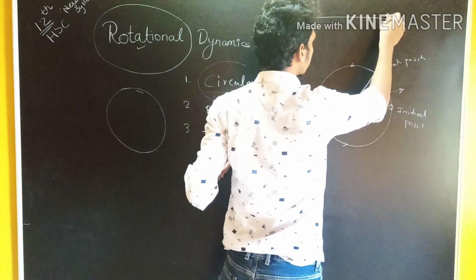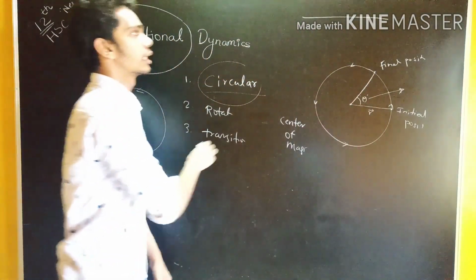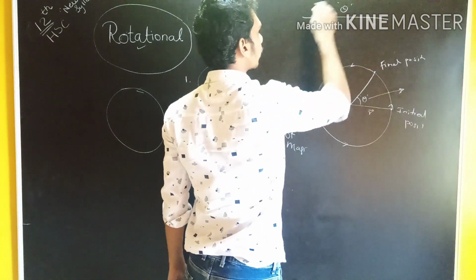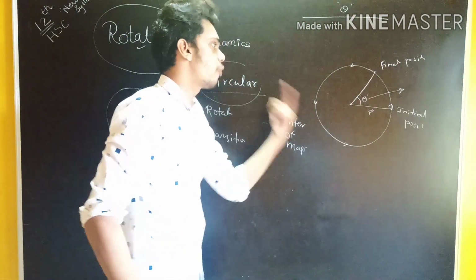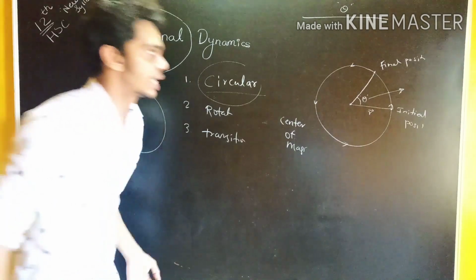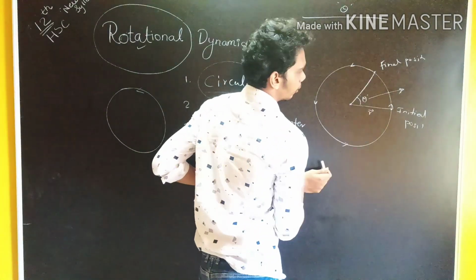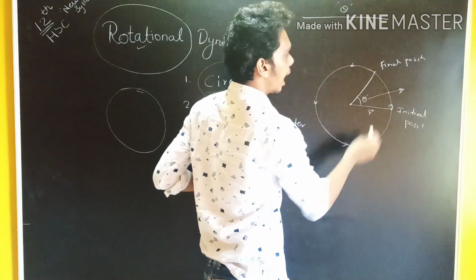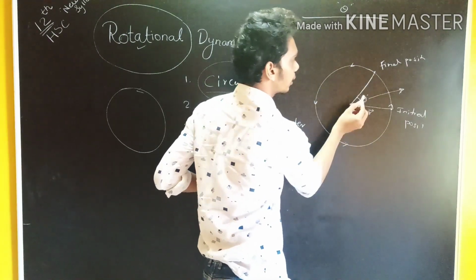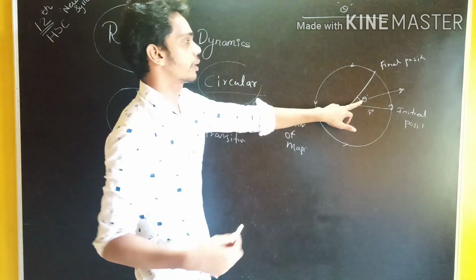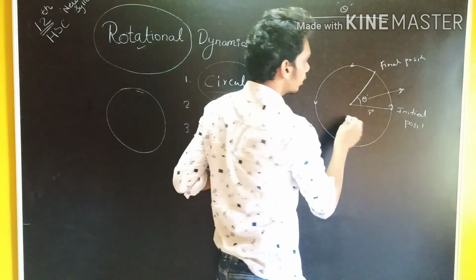In translational motion, there is no theta included because planar motion is occurring. But here it is circular motion and it follows a circular path. That's why the angle theta is denoted over here. That theta represents how much inclination is formed, how much angle from the initial position to the final position, and it is denoted by theta. Now here comes the point.